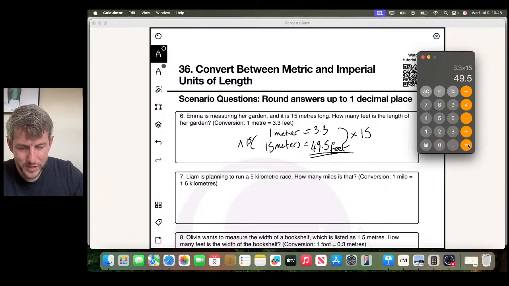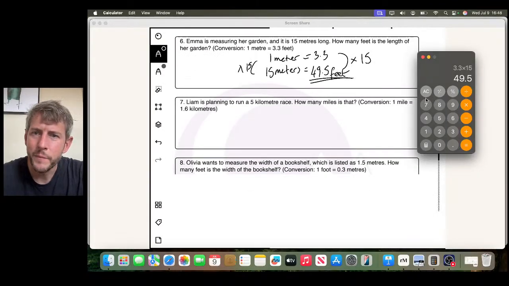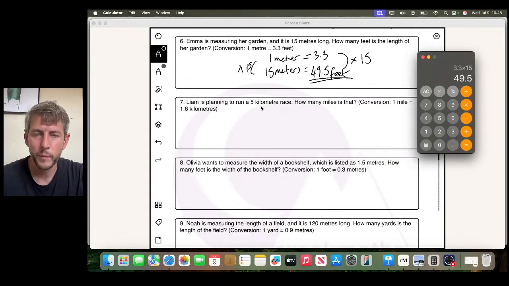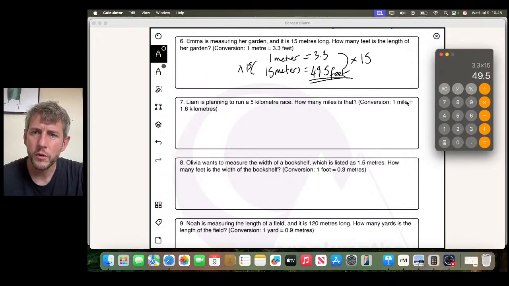Wonderful. Right, question 7. Liam is planning to run a 5-kilometre race. How many miles is that? Conversion, 1 mile equals 1.6 kilometres.